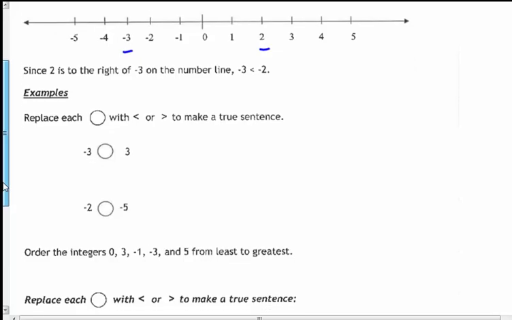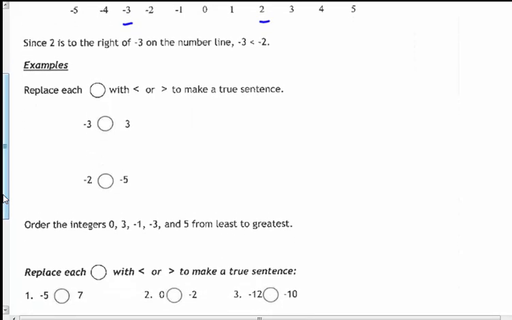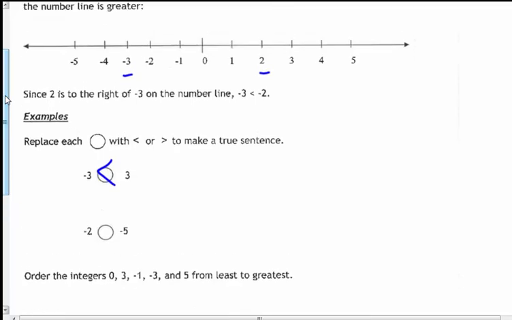Replace each circle with either a less than or greater than sign to make them true. Negative 3 is less than positive 3. Looking at this number line, negative 2 is to the right of negative 5. Negative 2 is actually larger than negative 5.